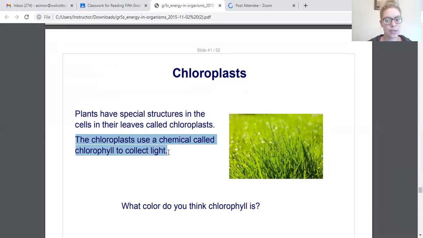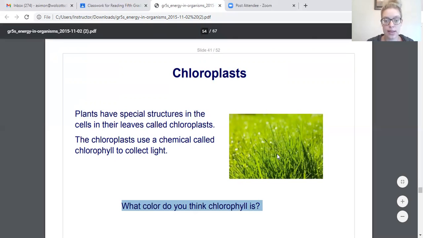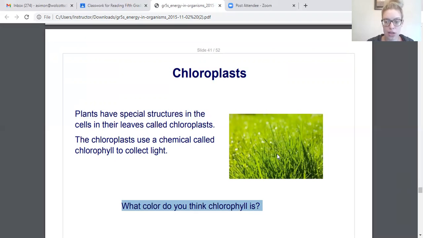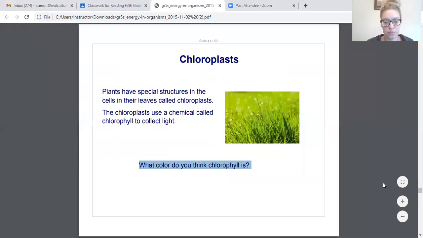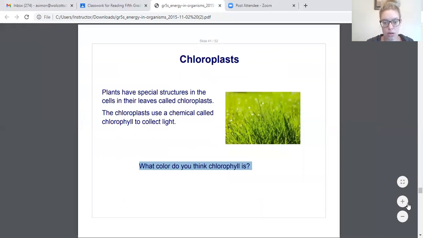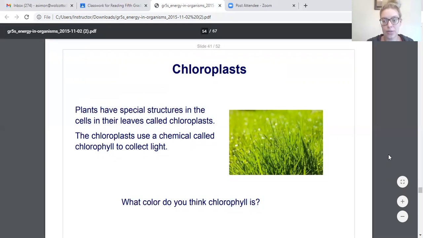So the chloroplast is that structure. The chemical they use to collect light is chlorophyll, okay? And what color do you think chlorophyll is? If we think of grass, that's kind of a major hint. What color do you think chlorophyll is? If you said green, you are correct.